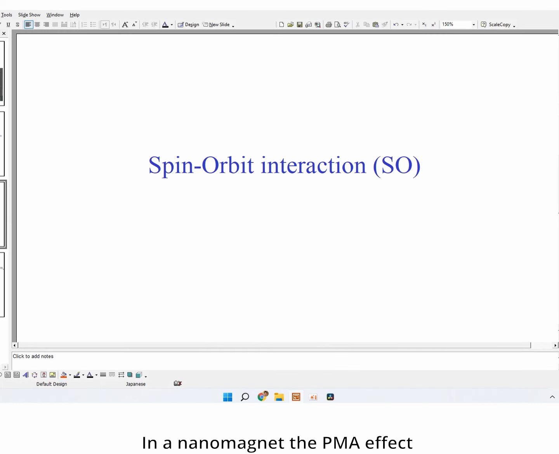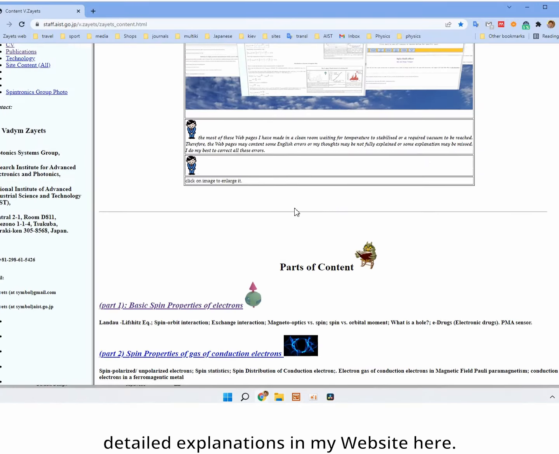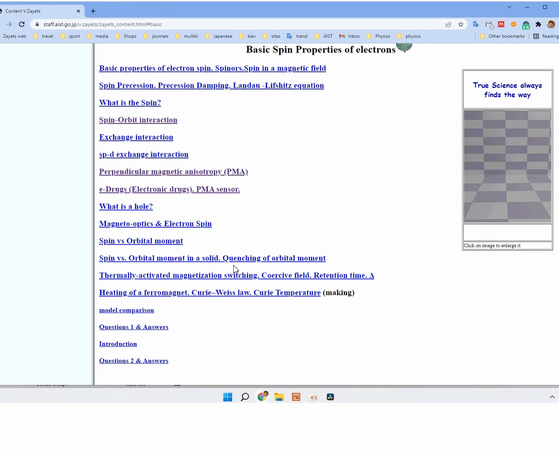In a nanomagnet, the PMA effect is induced by spin-orbit interaction. The spin-orbit interaction is a very rich effect. I am planning to make a separate video about it. Also, you can find the detailed explanation on my website, which is here.